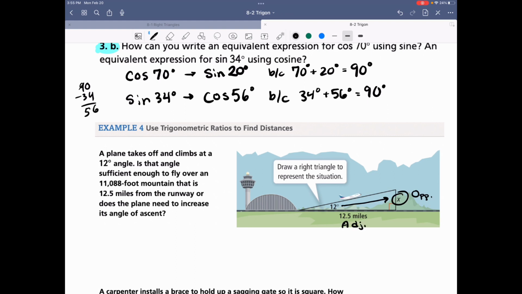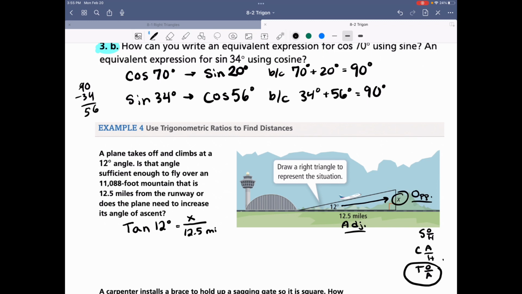And if you think of our trigonometric ratios, SOHCAHTOA, you want to use the one that has the opposite and adjacent. So which one will you use? Sine, cosine, or tangent? That's right, we'll use tangent because that's opposite over adjacent. All right, well, the problem is that we don't know what the opposite side is, but we do know the angle. So we can write the tangent of 12 degrees is equal to the opposite, which is x, over the adjacent, which is 12.5 miles.